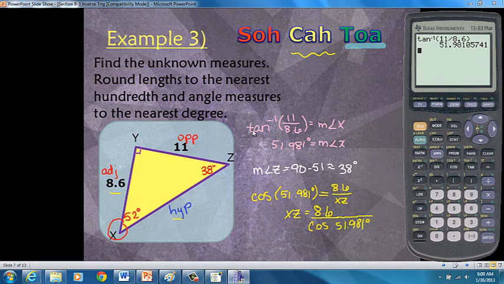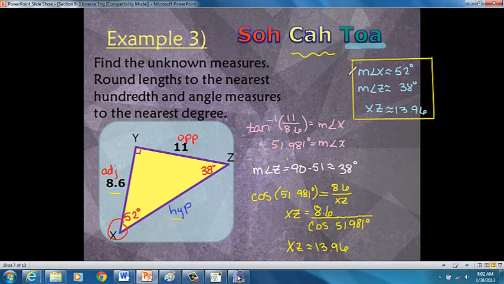Now, when I'm looking for an angle, I use the inverse trig function. When I'm looking for the side, I use the standard trig functions. And I get 8.6 divided by the cosine of 51.981, and I find that xz is approximately 13.96 units. So my final answers are: the measure of angle x is 52, angle z is 38 degrees, and the side XZ is 13.96 units long.